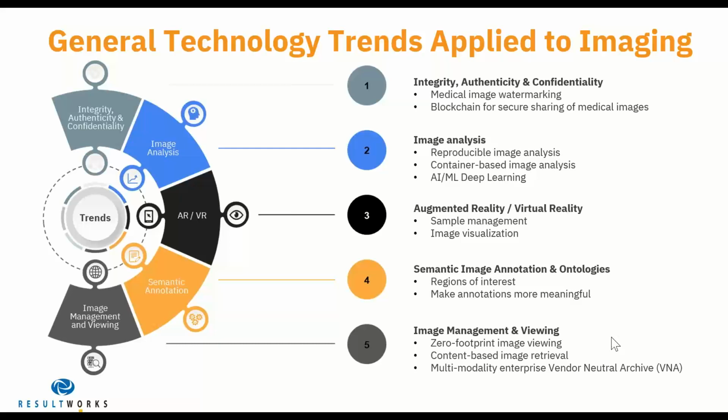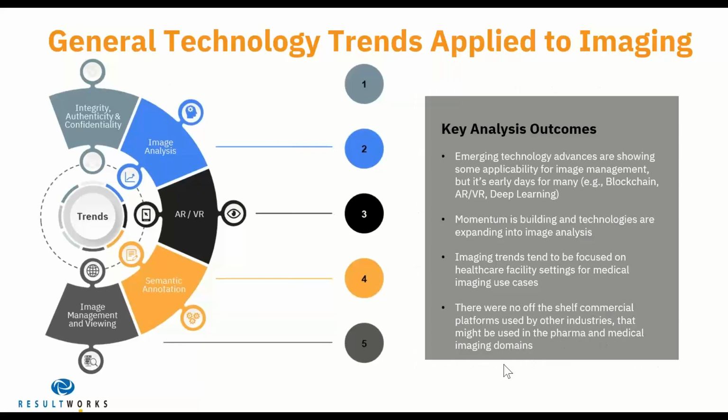We also looked at other industries. We looked at the photography industry. We looked at imaging around drones. We looked at imaging around autonomous vehicles and for applicability into these areas, into pathology, radiology, high content screening applications. And, you know, bottom line, we didn't find any holy grails out there. We found that some of these emerging technologies were showing some applicability for what we were doing or what we are going to need in the future.